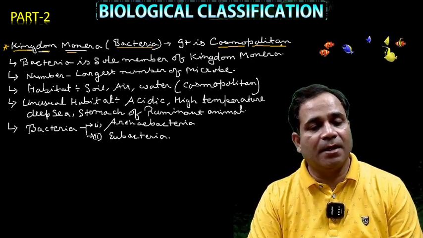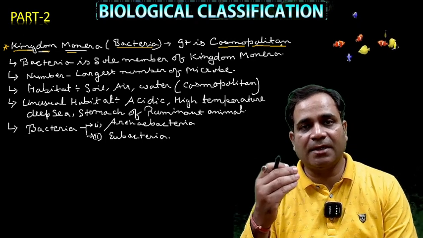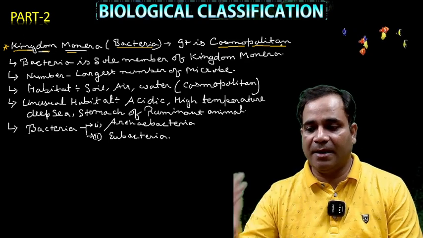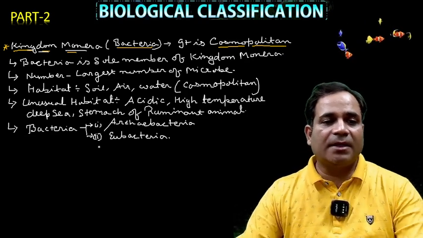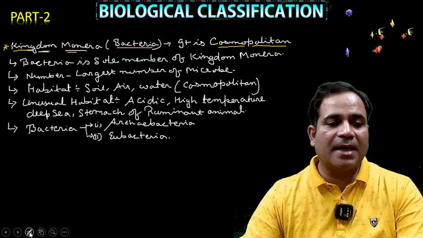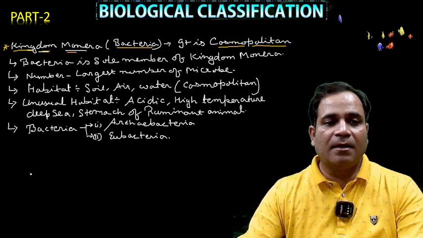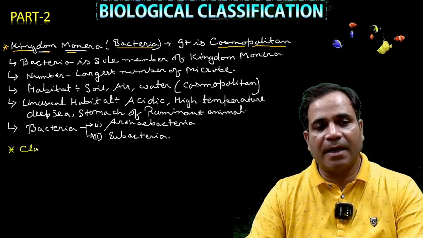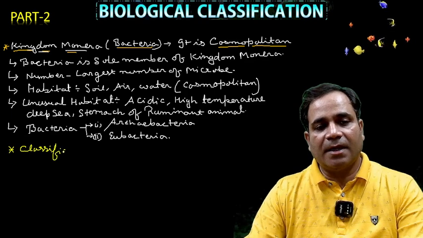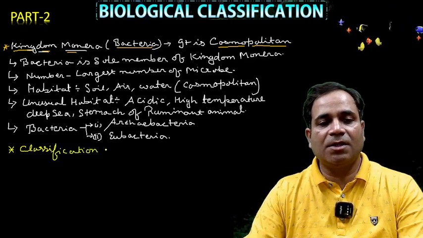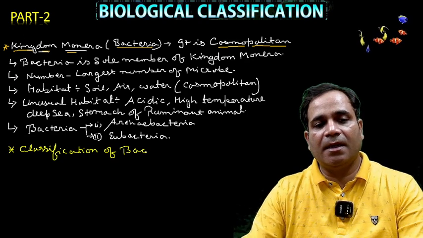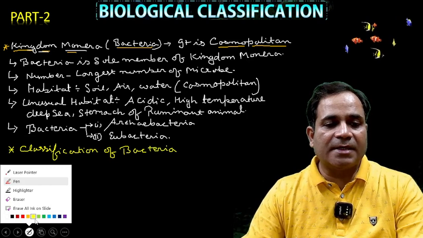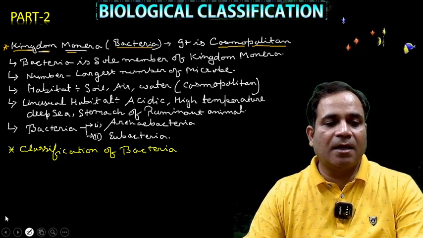Clear? Now the bacteria are of two types when we classify them: one is archaebacteria, second one is eubacteria, my dear. After knowing all these things, now I'm going to classify the bacteria. Classification of bacteria. Whenever I'm going to classify the bacteria, see how we classify.